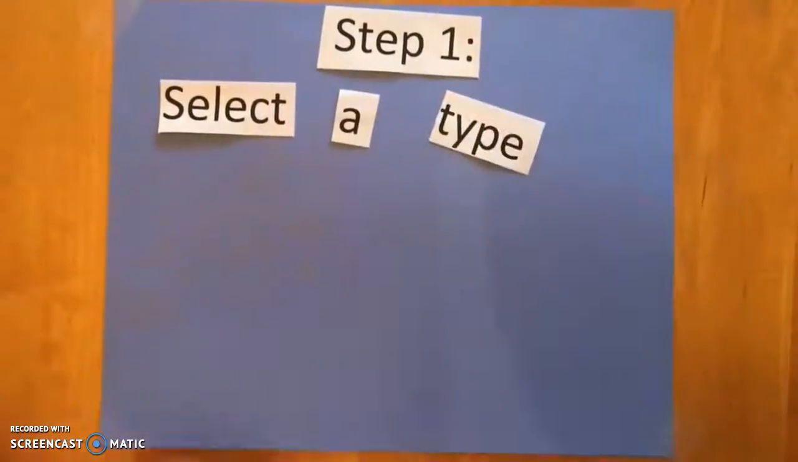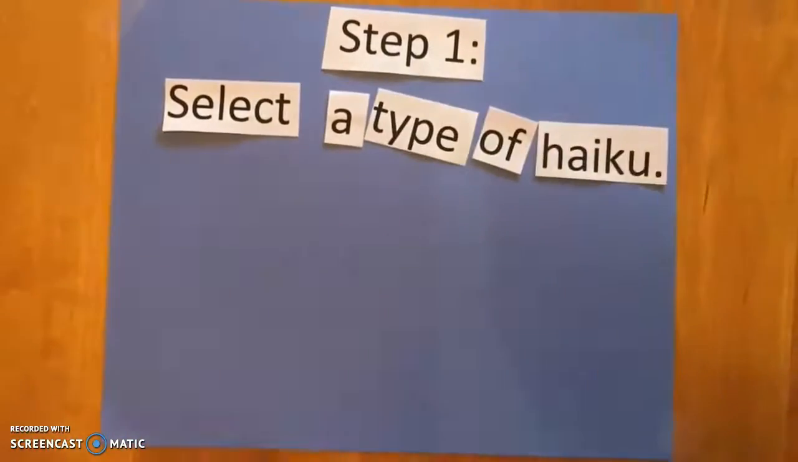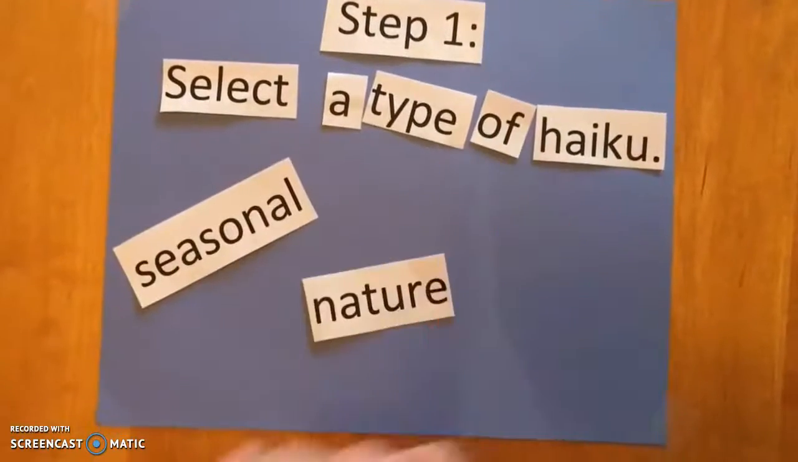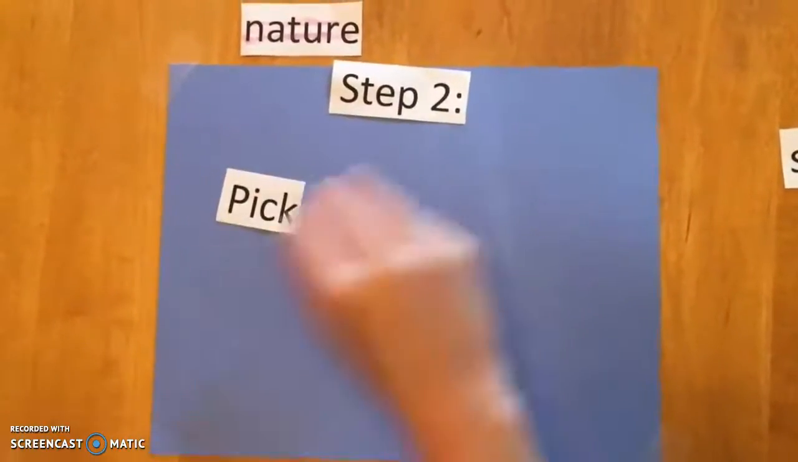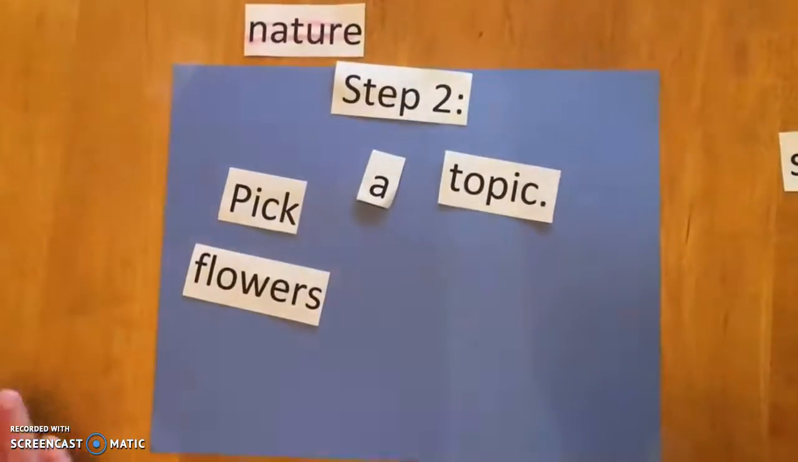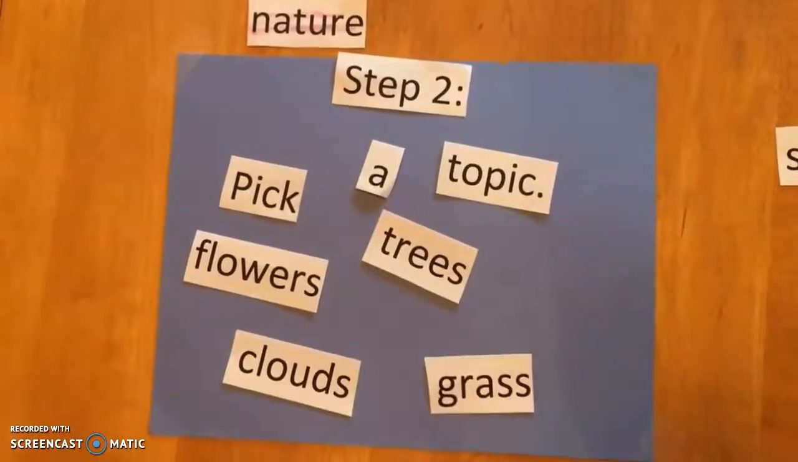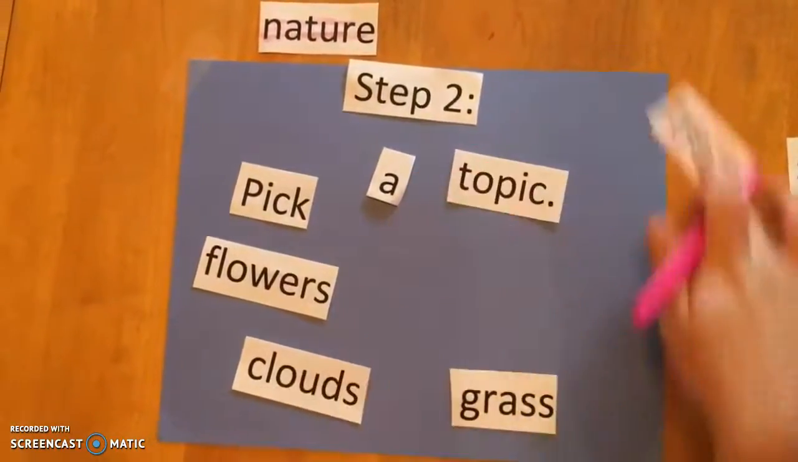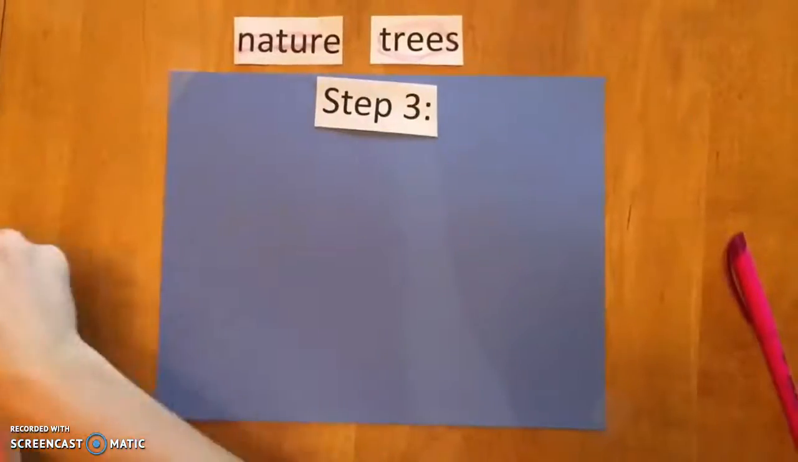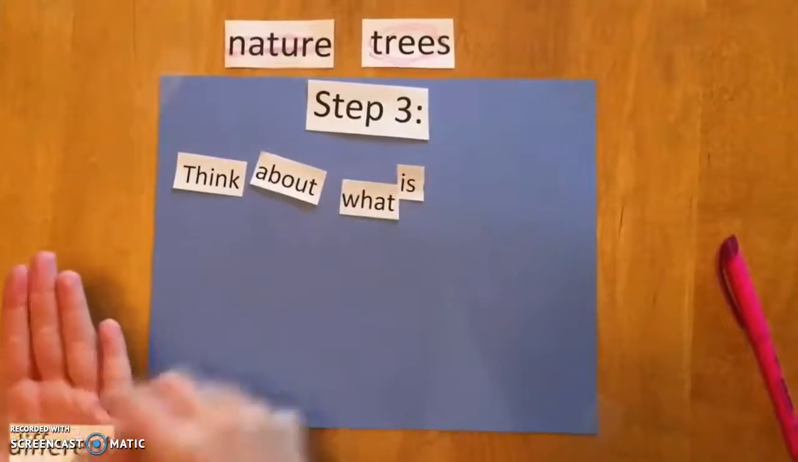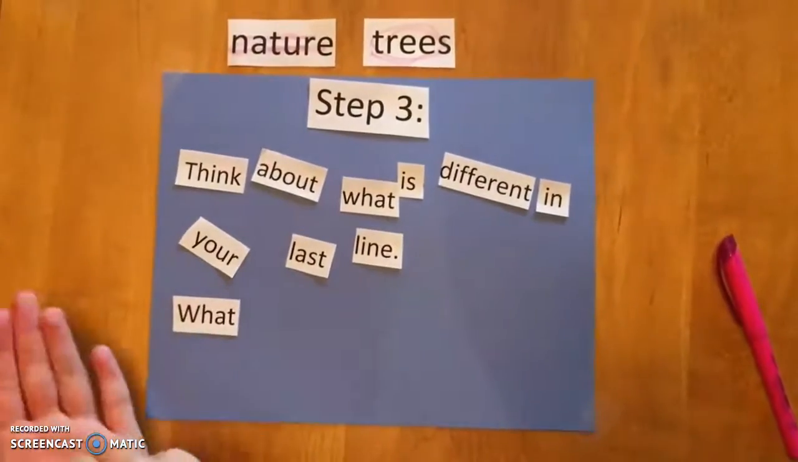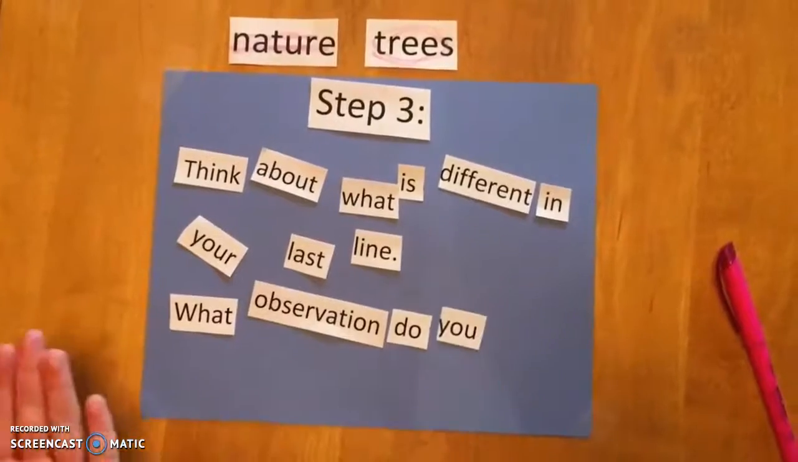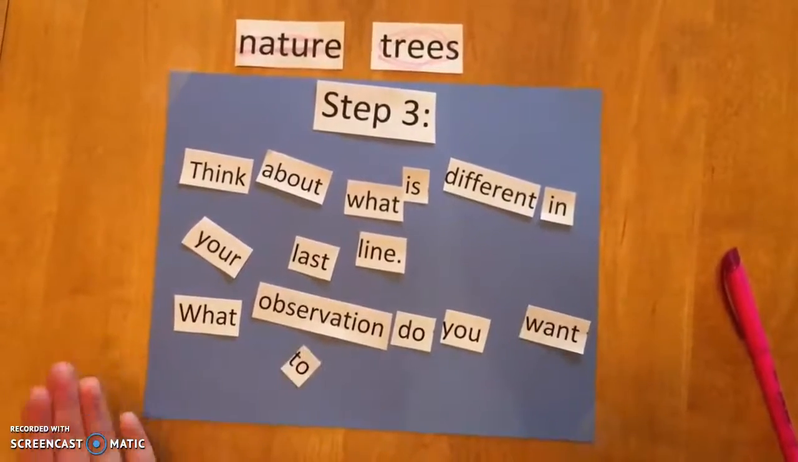Step 1, select a type of haiku. You could do seasonal, nature, or holiday, but we're going to do nature. Step 2, pick a topic. Flowers, clouds, trees, grass. All right, looks like we chose trees. Step 3, think about what is different in your last line. What observations do you want to make?